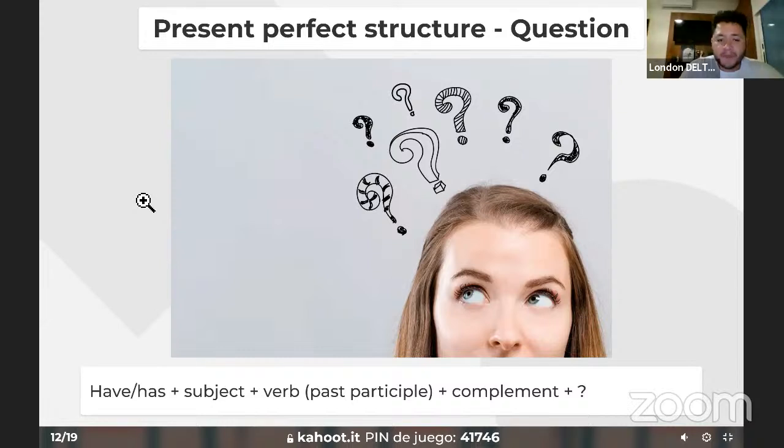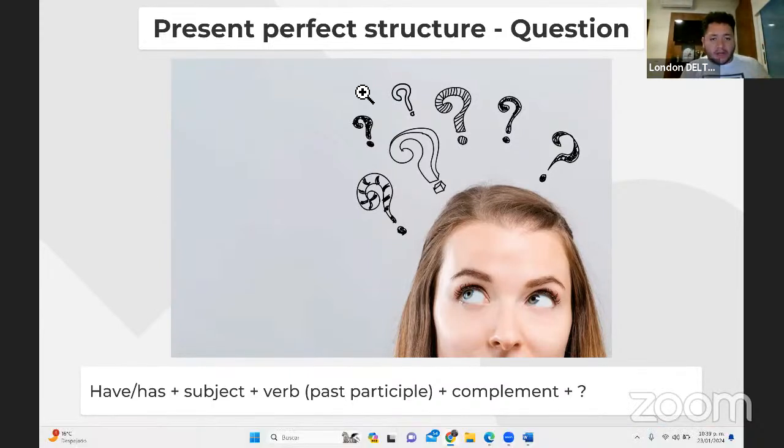Very well. So this is now for the questions. It's very simple. Here we use something that happens every time with English. Esto siempre pasa con el inglés. ¿Qué es esto? Es la inversión, right? You need to put the auxiliary verb at the beginning. It's something very weird in Spanish. We don't use it. But when you make a question in English, you need to put the auxiliary at the beginning. That's how you create the questions.